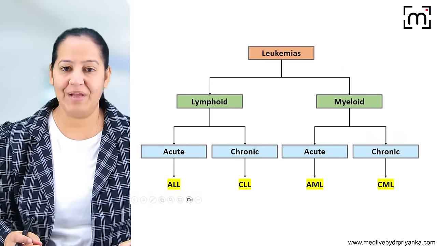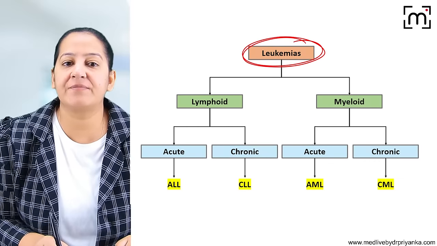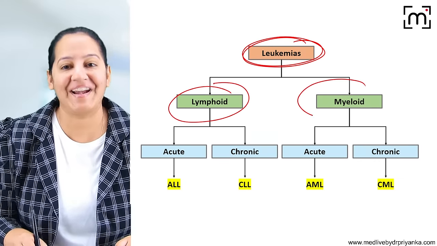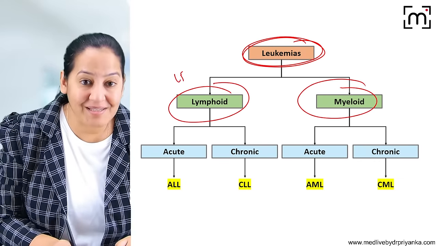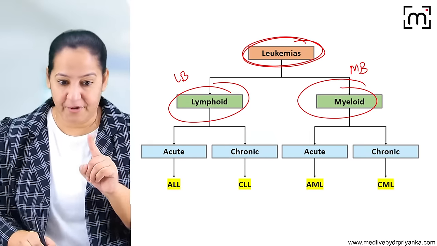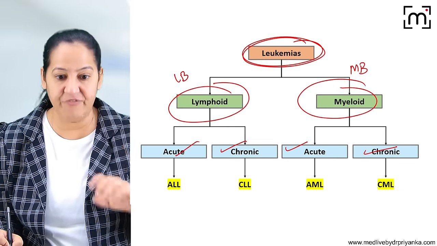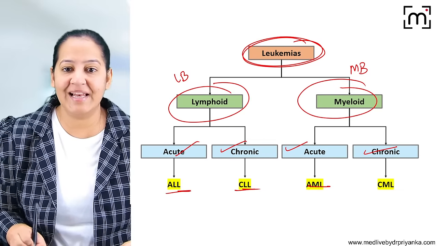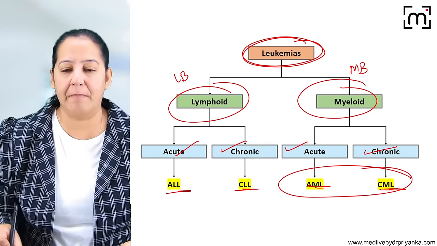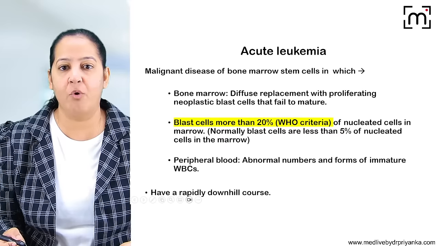Okay. So this is the classification of the leukemias. You can see leukemias are of two types, lymphoid and myeloid. Here lymphoblasts are coming and here myeloblasts are coming in the blood. Each of them can be of two types, acute and chronic. So finally, we have four types: ALL, CLL, AML and CML. These two are myeloid and these two are lymphoid. So these are the four types.